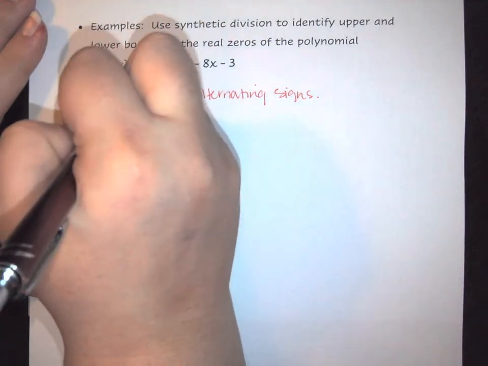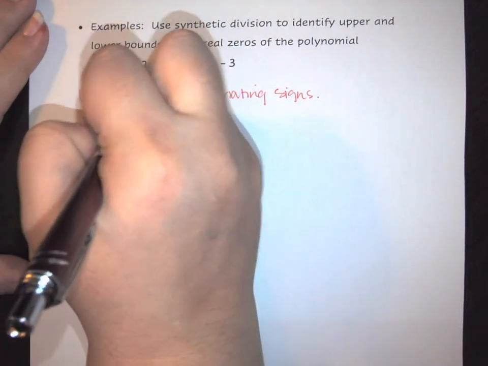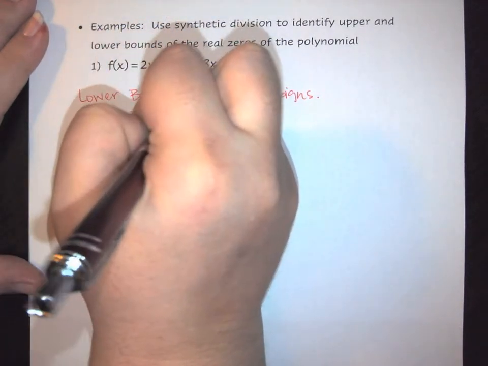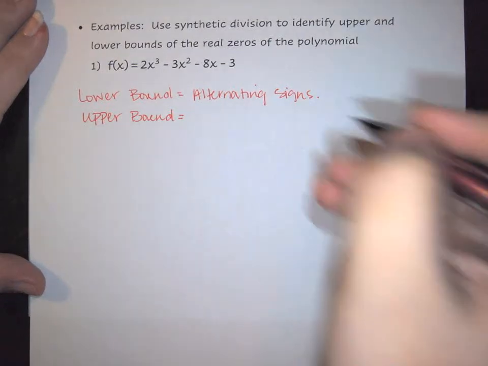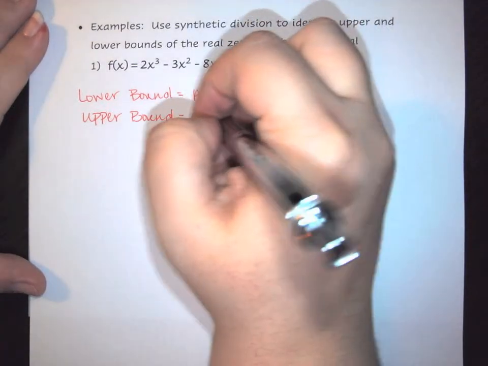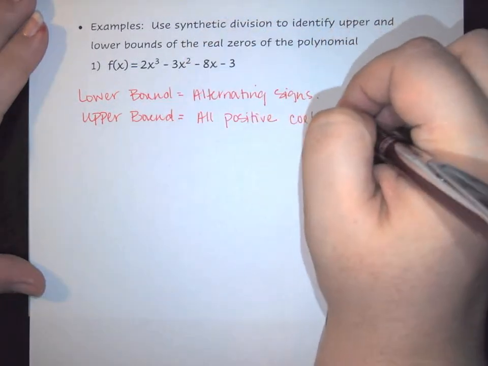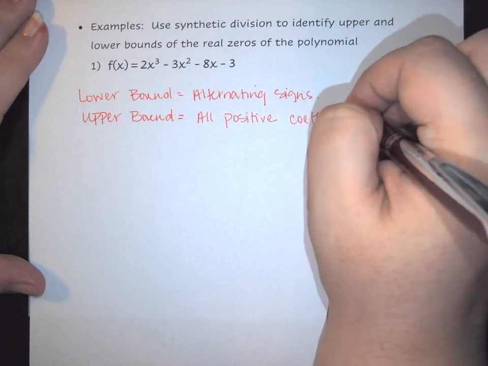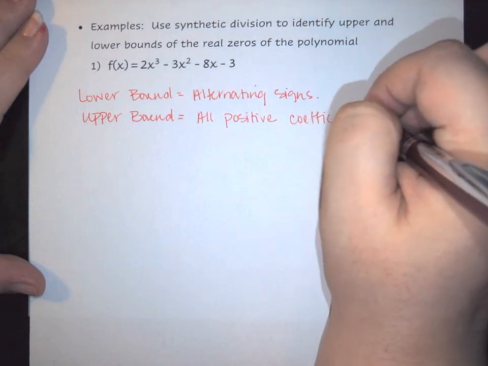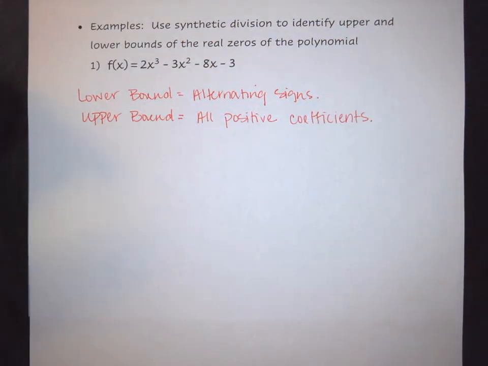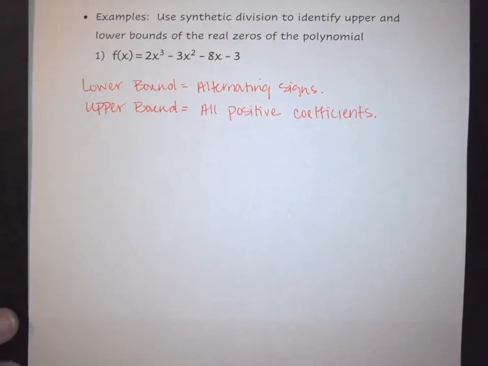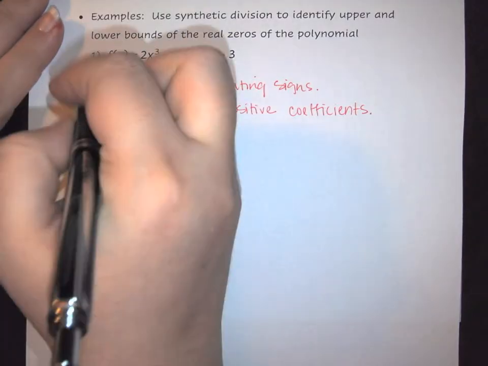Now, to find the upper bound, we want all positive coefficients. So when we again synthetically divide, we want all of our values to be positive. That tells you you have found an upper bound.